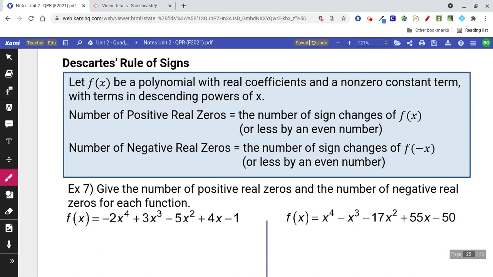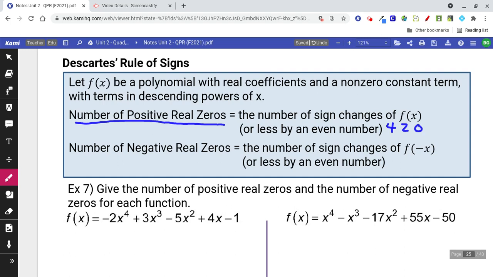Descartes' rule of signs. Let f of x be a polynomial with real coefficients and a non-zero constant term with terms in descending powers of x. Then the number of positive real zeros is the number of sign changes of f of x or less by an even number. When they say or less by an even number, if you find that there are 4, then what that really means is subtract 2 or subtract 4. It's 4 or 2 or 0.